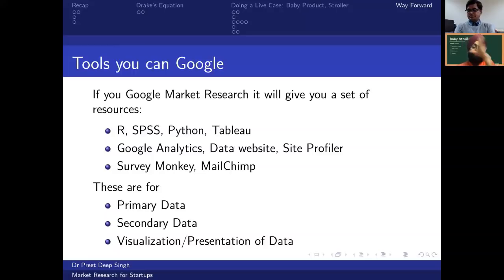Using these tools is like one complete session for each tool. But again, I will come back to the same question. All these tools are useless if you do not have the right questions. You have to ask these questions. The only thing a machine can't do is ask you questions. A machine can answer. So you need to know what to ask.